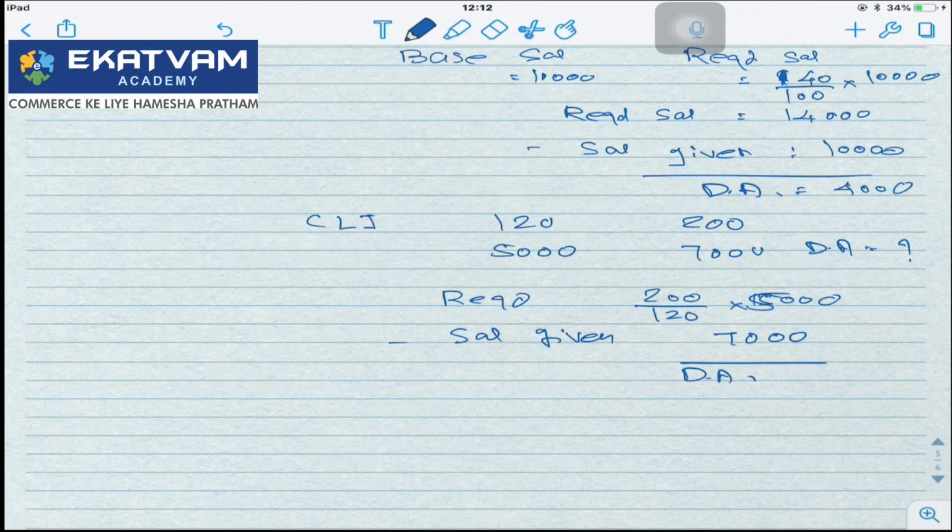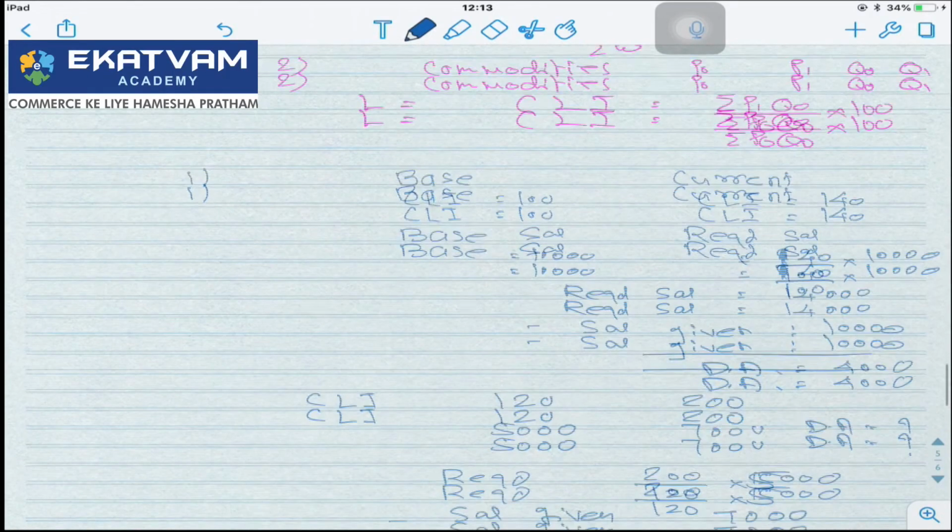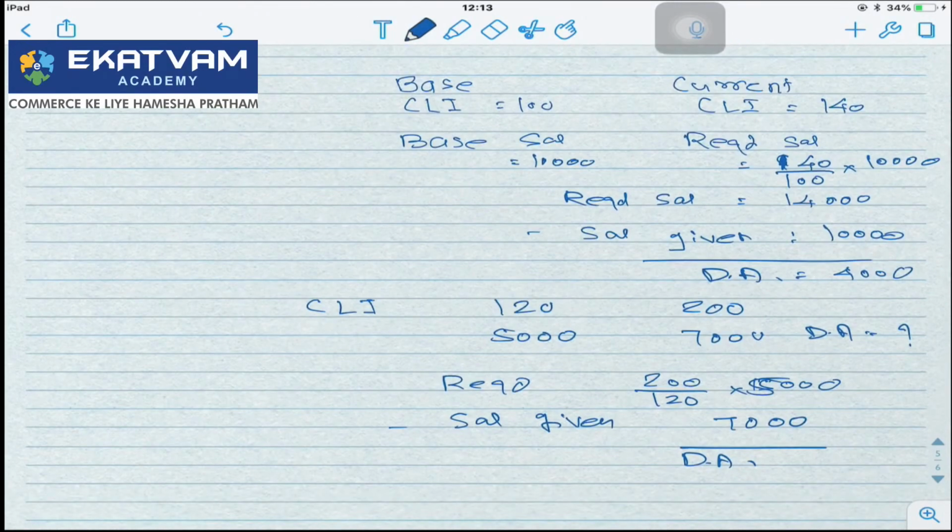So dearness allowance is given to compensate for the increase in the cost of living, just to compensate for the rise in cost, to maintain the standard of living. That's the first application of the concept of CLI.